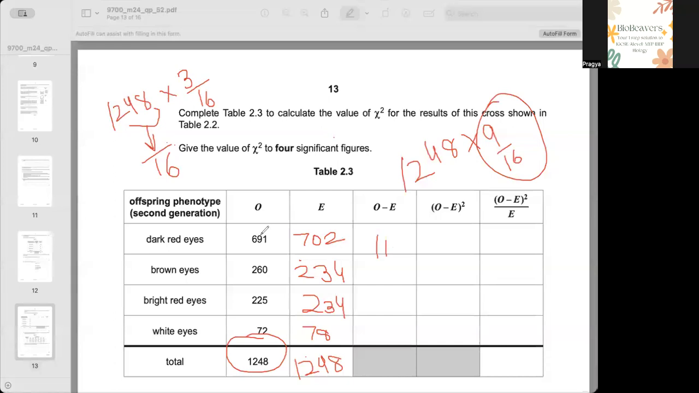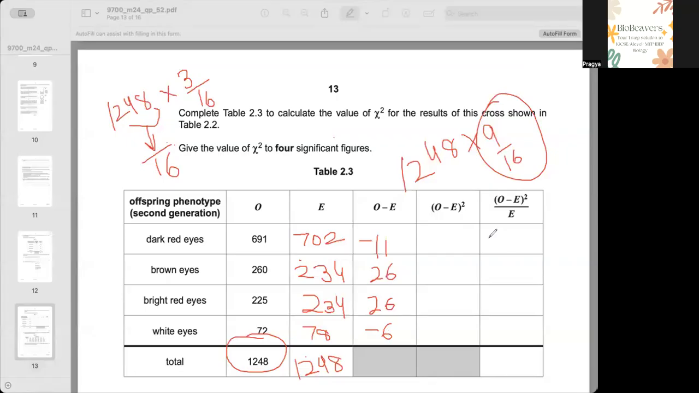So please remember we are doing O minus E. So how do you get your marks? 691 minus this, it's a minus value. Make sure you are writing this minus. Similarly, we have 260 minus 234, which is a 26 right here. It will be a 26 right here. When we do a 72 minus 78, we get a value of minus 6.